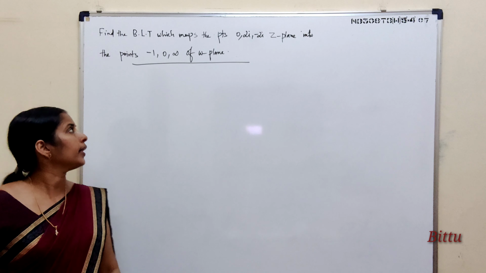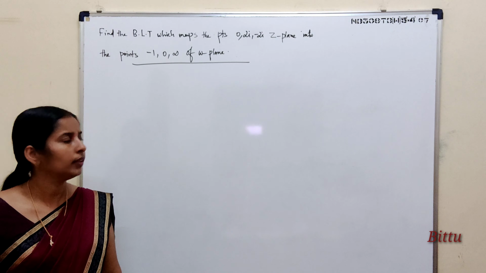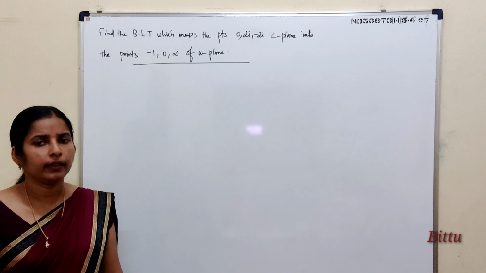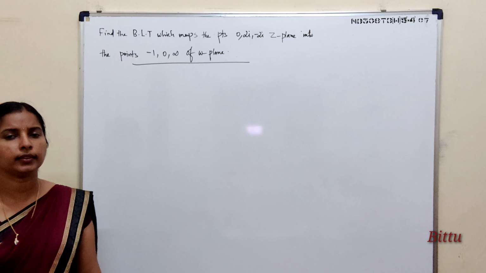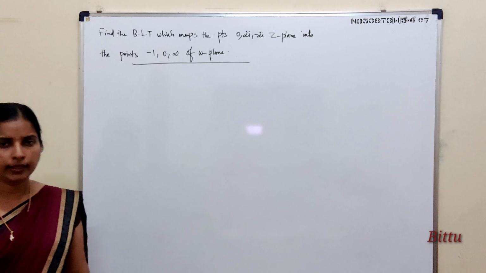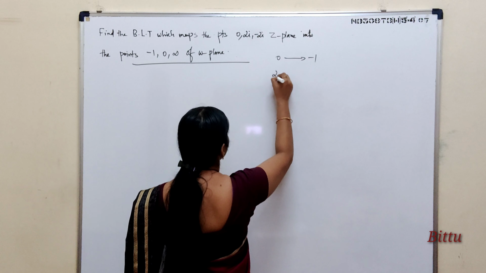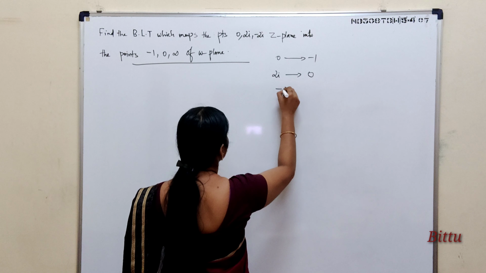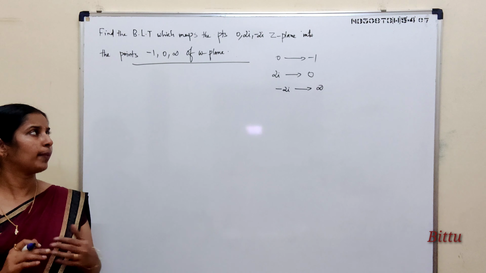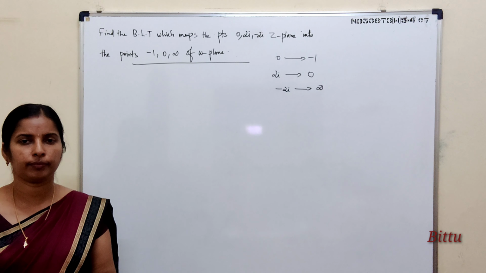Let me answer another question. Question is, find the bilinear transformation which maps the points 0, 2i, minus 2i in z plane into the points minus 1, 0, infinity of w plane. So in the question it is given 0 maps to minus 1, 2i maps to 0, minus 2i to infinity. We have to find the transformation which maps 0 to minus 1, 2i to 0 and minus 2i to infinity.